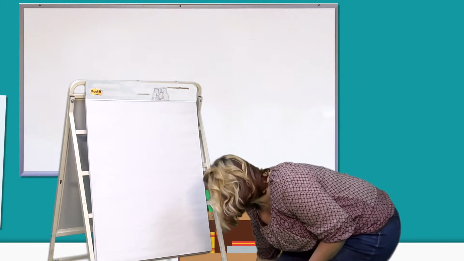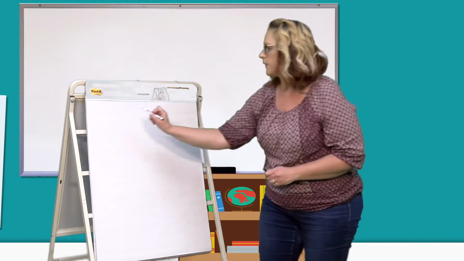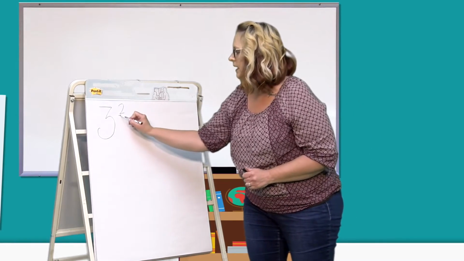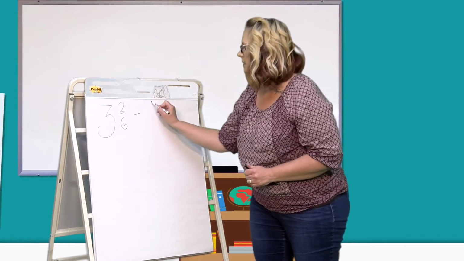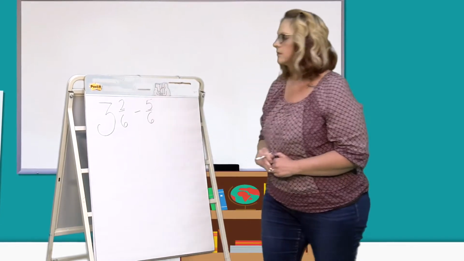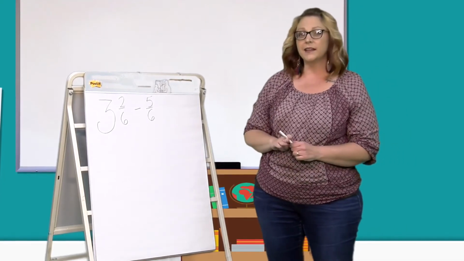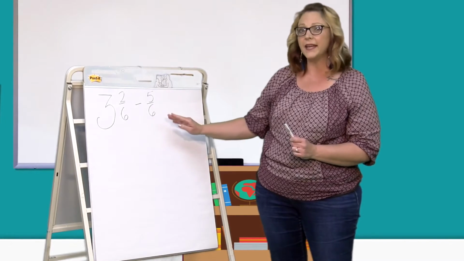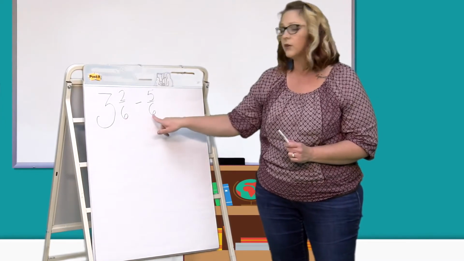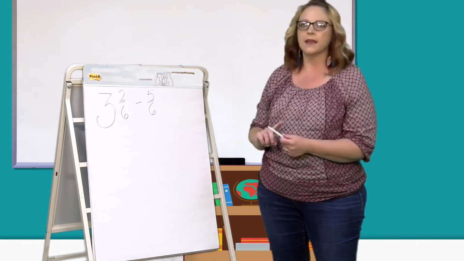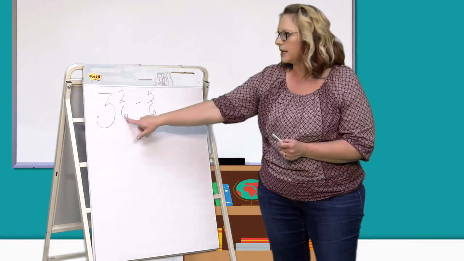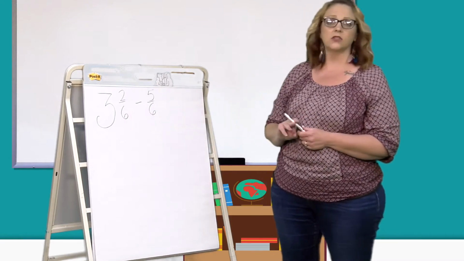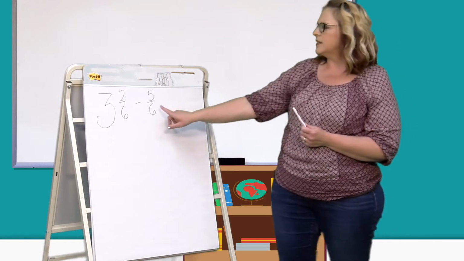We have 3 and 2/6 minus 5/6. This is our mixed number. The first thing that we need to recognize is that we do have like denominators. That's important. When we're adding and subtracting fractions, if we don't have like denominators, we have to make them like. Since these are already like denominators, they're part of the same fraction family, we don't have to do anything to change those fractions.